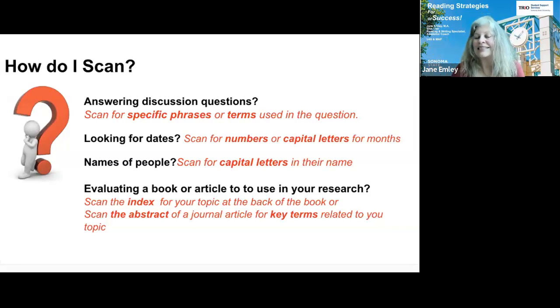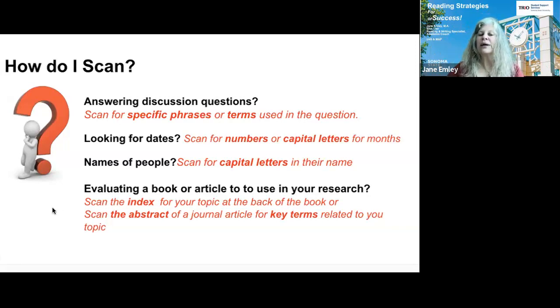If you're looking for dates, of course, you'd like to scan for numbers. With numbers, you're going to just let your eyes again move very quickly over the page, and the numbers should sort of jump out. Or you might be scanning for capital letters to identify, for example, particular months of the year. If you're scanning for names of people or places, you again are going to scan for capital letters, and you're letting your knowledge of English grammar guide you because you know that these are proper nouns. So names and places should begin with capital letters no matter where they are in the sentence, right?